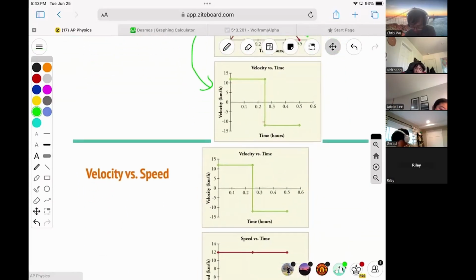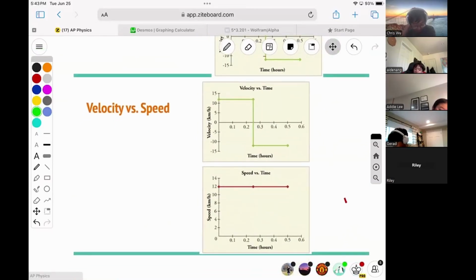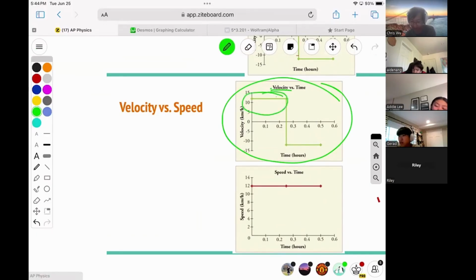Now, the velocity graph is the one that we're going to see a lot, and the one that really helps physicists, because I can see when I'm traveling forward and when I'm traveling backward. When I have a positive velocity, when the graph is above the 0 axis, I'm traveling forward, right? A positive velocity means I'm going forward. A negative velocity is going backward.